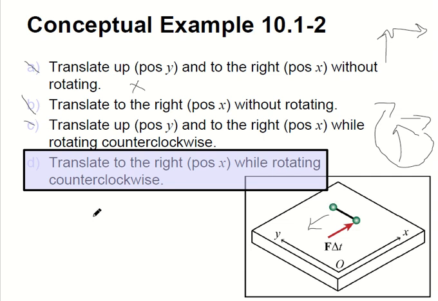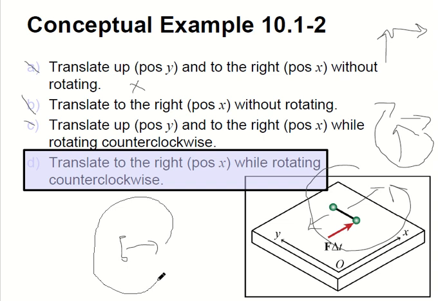So the last answer is to translate to the right, you're going to translate that way. At the same time, rotate. You're going to go counterclockwise, actually. Go this way. Okay, translate and then go that way. I drew it the wrong way. I can draw this again. Yes. You're going to translate to the right. At the same time, you're going to rotate counterclockwise. And that's a better one.